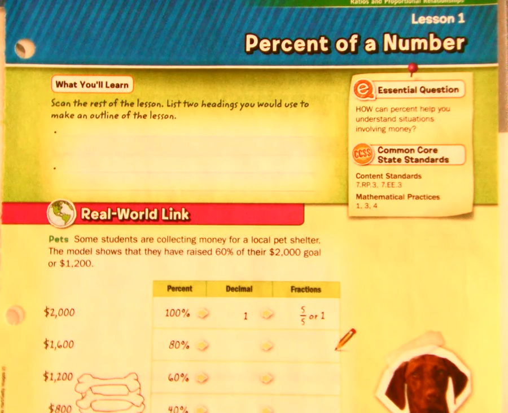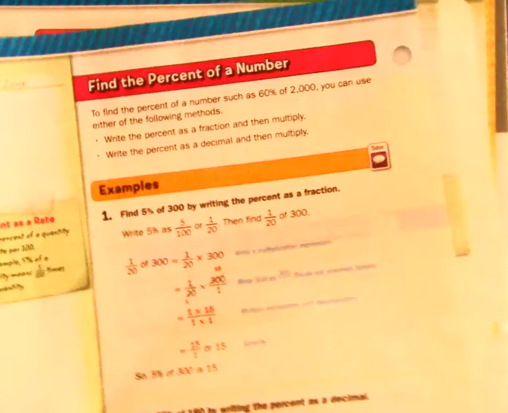Lesson 2.1, percent of a number. Finding the percent of a number.